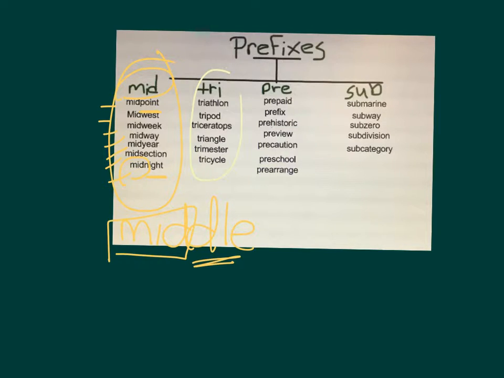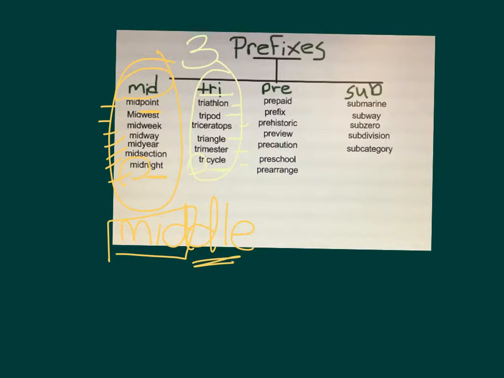Our next category has the prefix tri, which means three. T-R-I, three. So we have triathlon, tripod, triceratops, triangle, trimester, and tricycle. Let's look at a couple of these here. We have tri added to cycle. I know it's a cycle or something with wheels, and then it has this prefix tri, which means three. So it's a three-wheeled cycle.